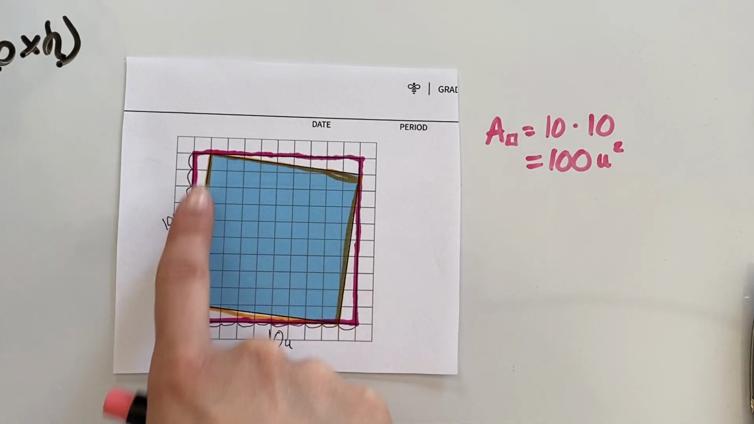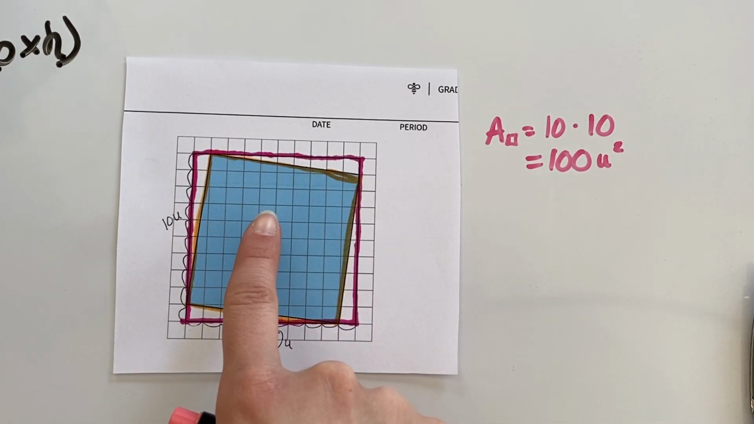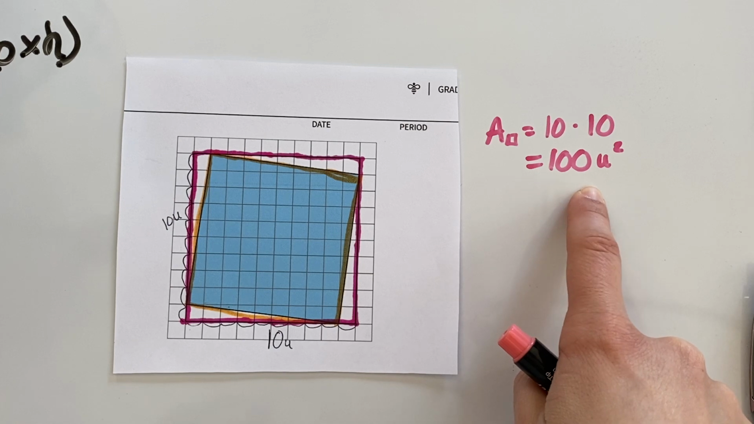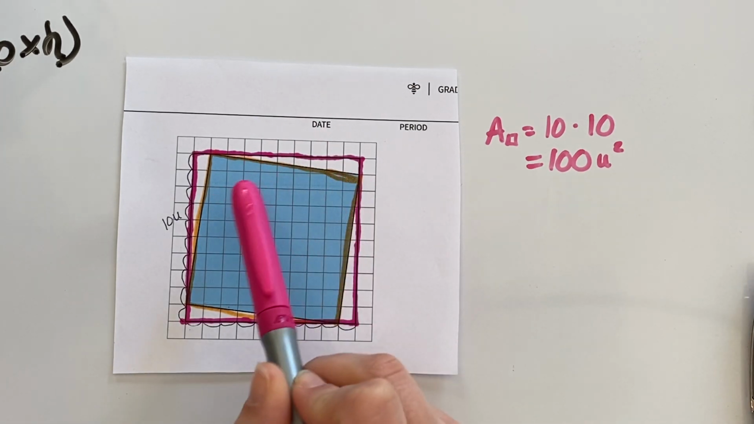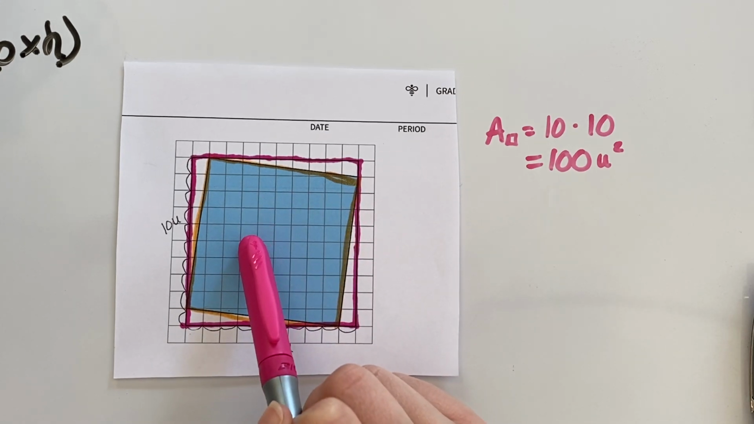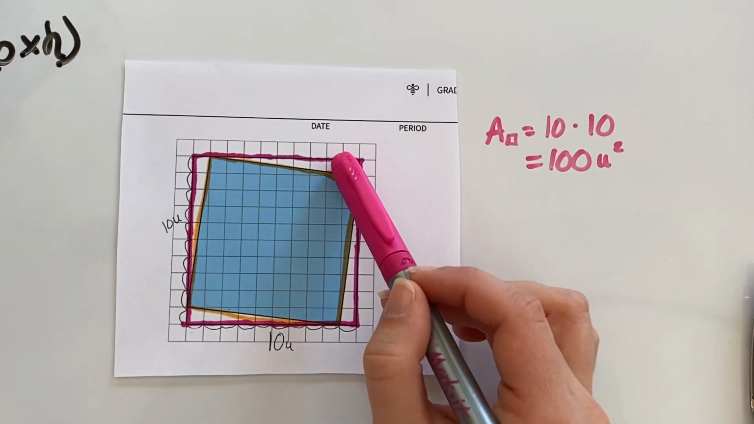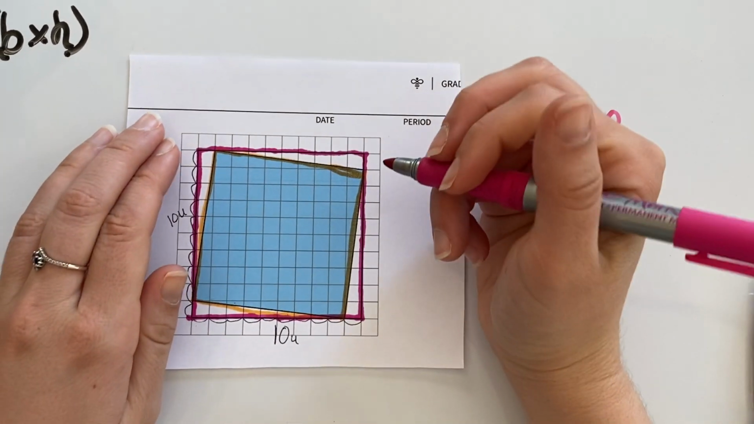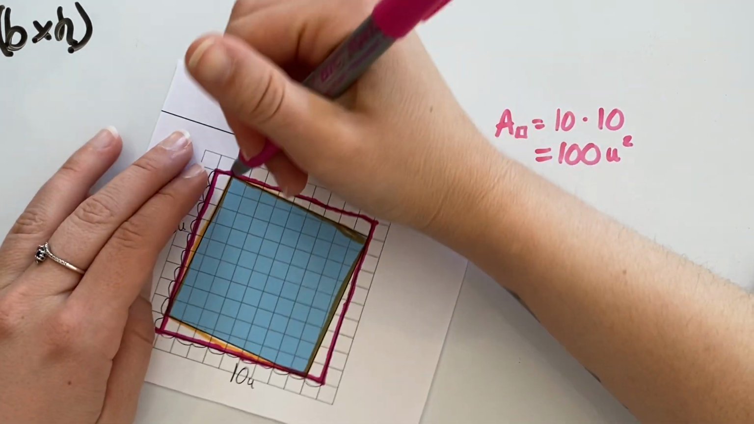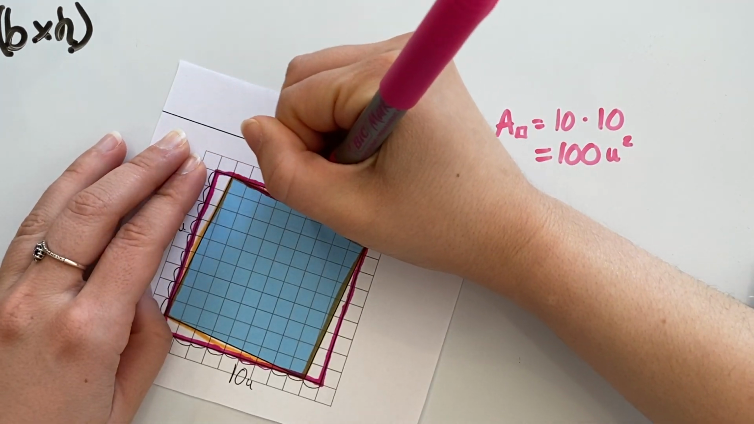However, we know that the blue square must be smaller than 100 units squared. But how can we find the exact area of the shaded square? Well, what you can see is that this blue square is surrounded by 4 triangles. So I'm going to draw in those triangles so you can see.